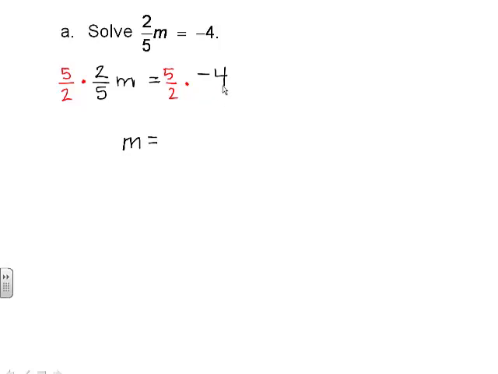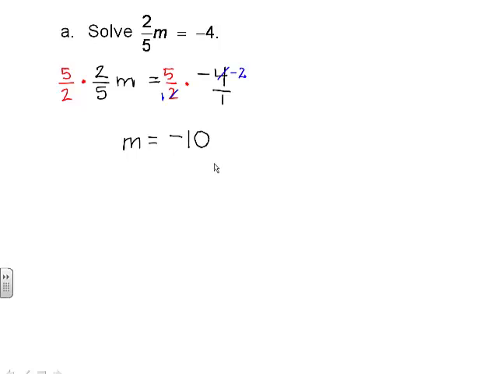Remember, when we multiply by a whole number, we can write the whole number over 1. So we can simplify by dividing out a 2, and then we have -2 in place of the -4. So now we can multiply numerators. 5 times -2 is -10, and 1 times 1 in the denominator is 1. So our solution is m equals -10.